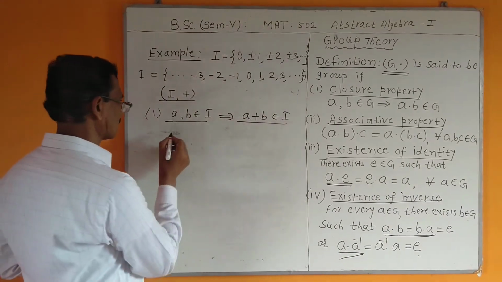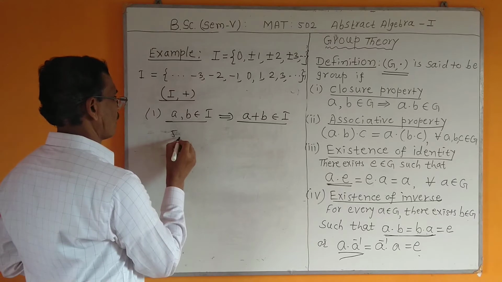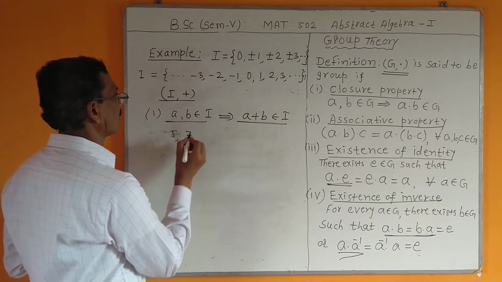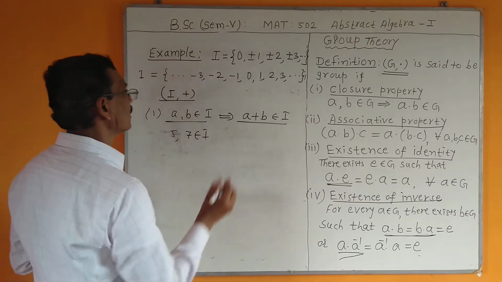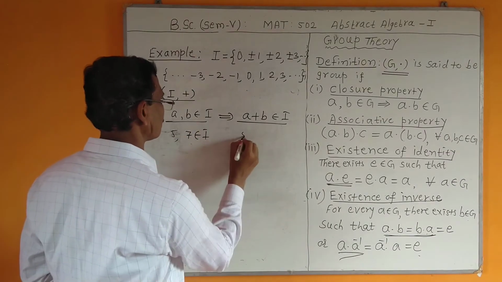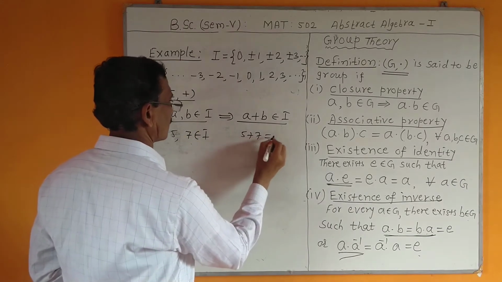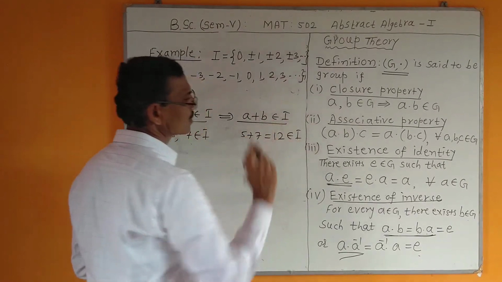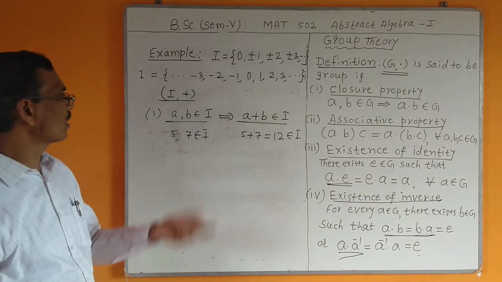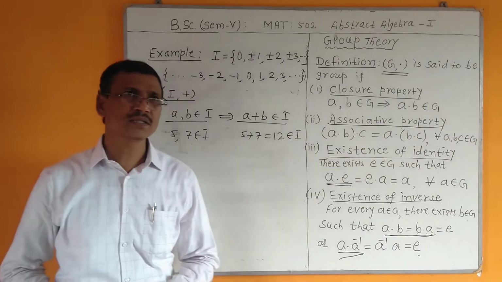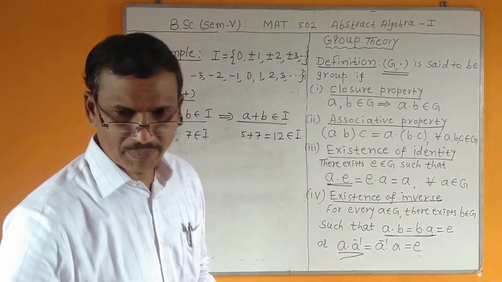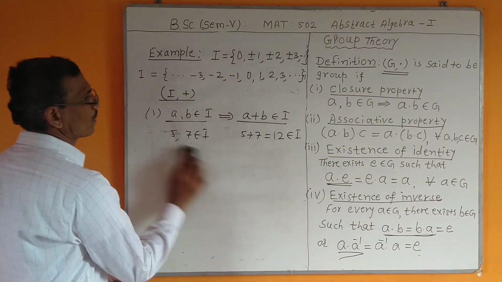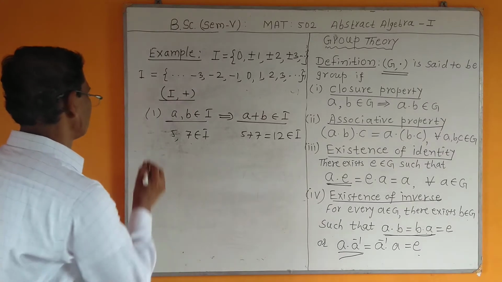In a particular case, 5 and 7 belong to I. Then what is 5 plus 7? It is 12, and we know that 12 is also an integer. This is true for any 2 integers. You may consider both negative, or one positive and one negative also. So the closure property is satisfied.